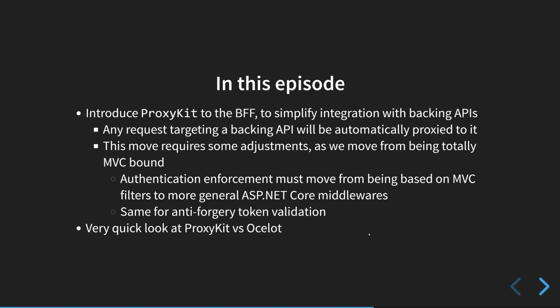We'll see that this requires some changes because we were doing everything based on MVC, because we were using the controller to do everything. We had some MVC filters to do things like enforcing authentication and anti-forgery. And also, we'll probably start with this point. We'll take a look at ProxyKit versus Ocelot, which is another option to do something of the sort. We'll see the main differences in a bit.